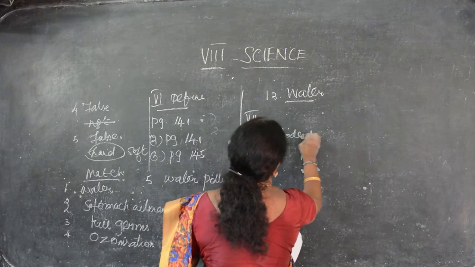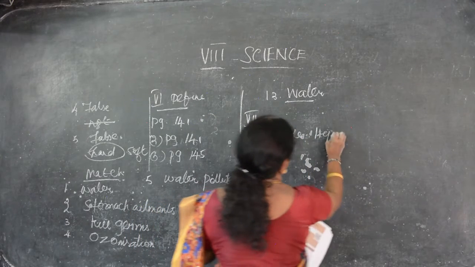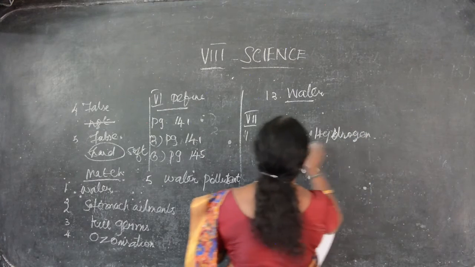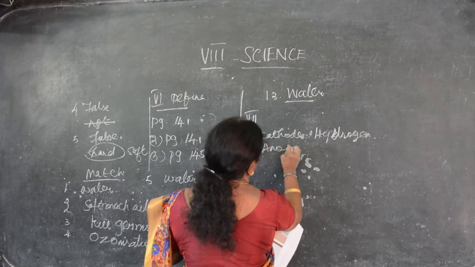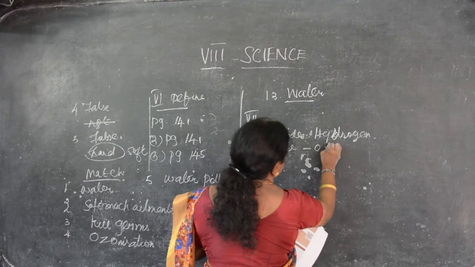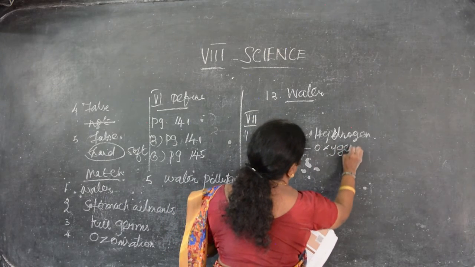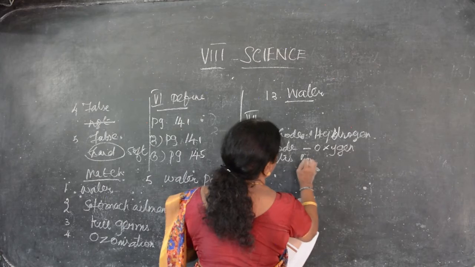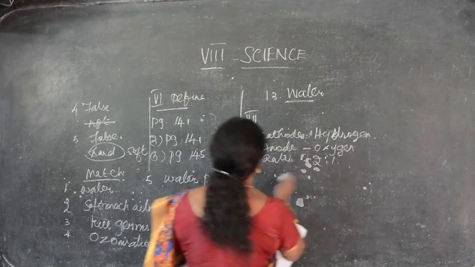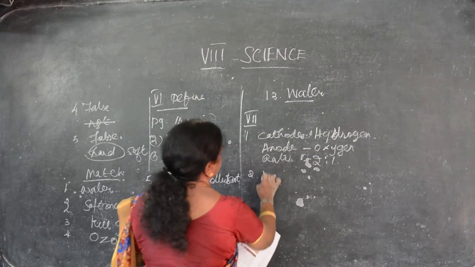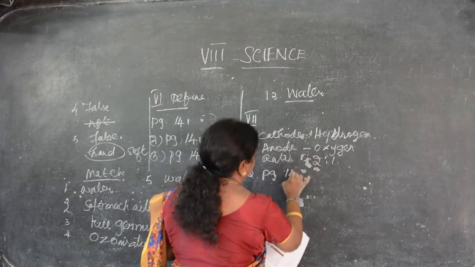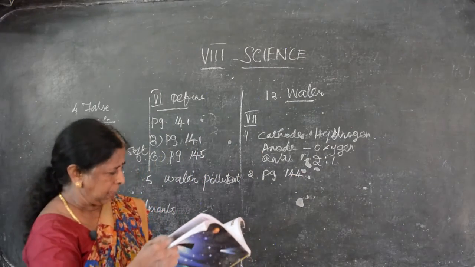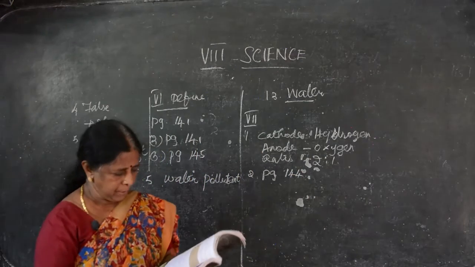Cathode, hydrogen, anode, oxygen, ratio 2:1. Second answer in page number 144. Here, you see.